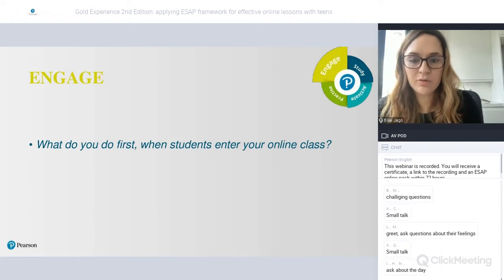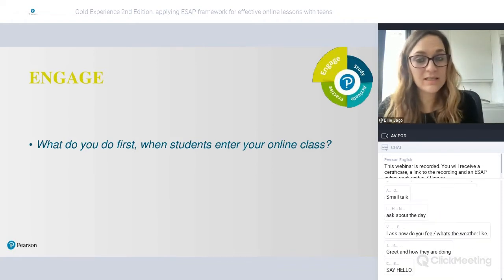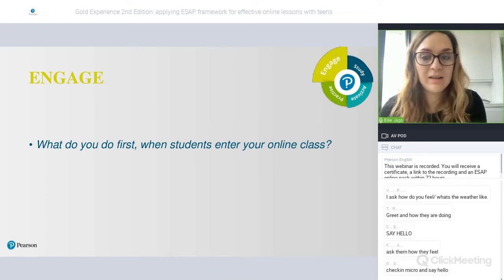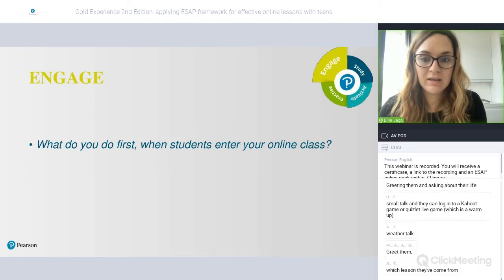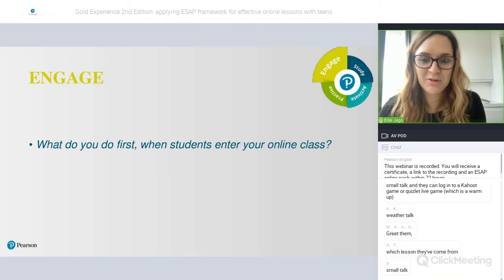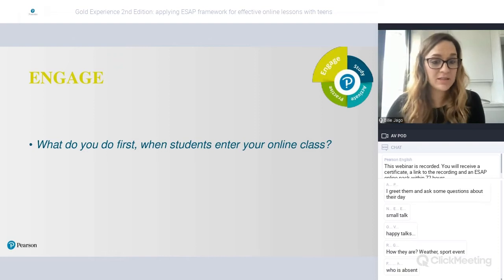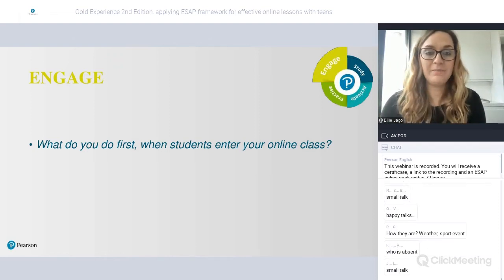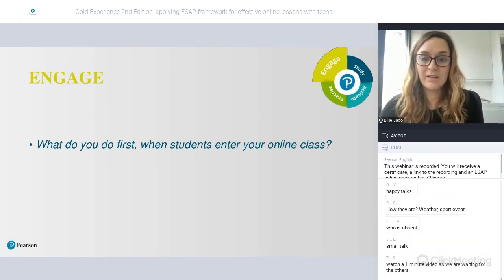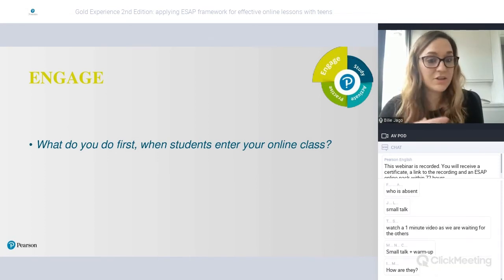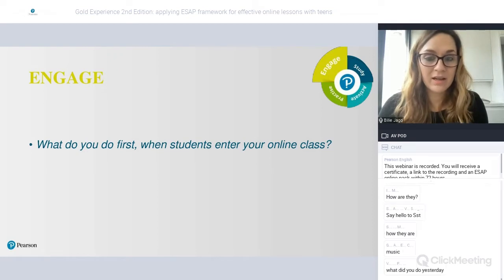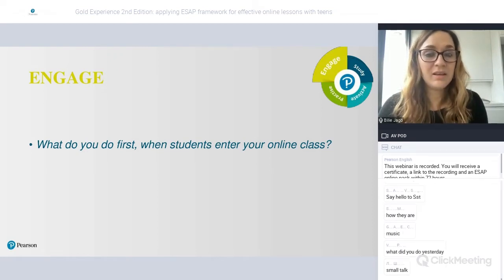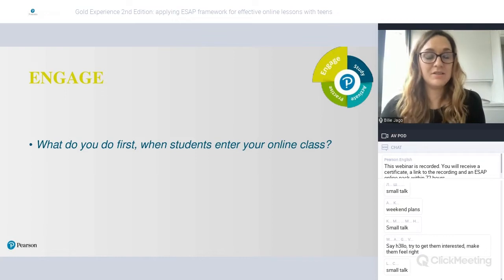Yeah, so we've got small talk, ask about their feelings. Nice. How do you feel? What's the weather like? Greeting. Yeah, check in. Make a friend. Yeah, weather talk. Which lesson they've come from. That's really nice as well if they've had a full day of studying online. Perfect. Watch a 1-minute video. Nice. Then you can generate some discussion. Really great. Perfect. How they are. Excellent. So I think that's exactly what the ENGAGE stage of the ESAP method's about.